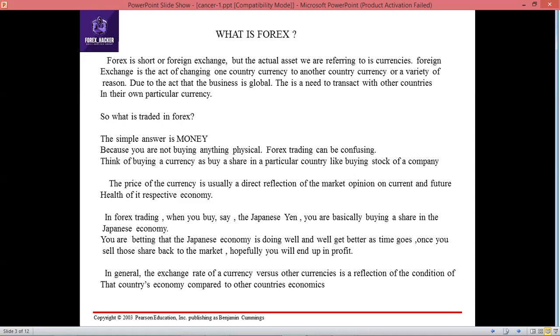So let's move. The price of a currency is usually a direct reflection of the market opinion on the current and future health of its respective economy. So that was what I was saying earlier. I said if the economy of Great Britain is good, and the economy of the US is bad, automatically you will expect GBP to have a higher price than USD. Probably GBP will rise against USD.